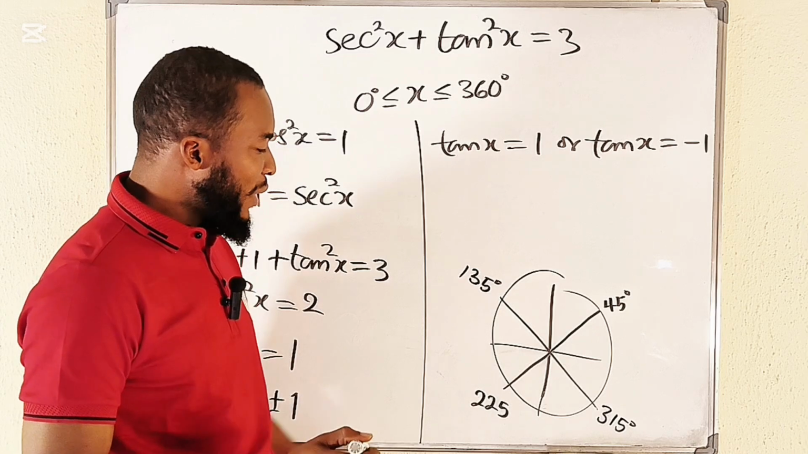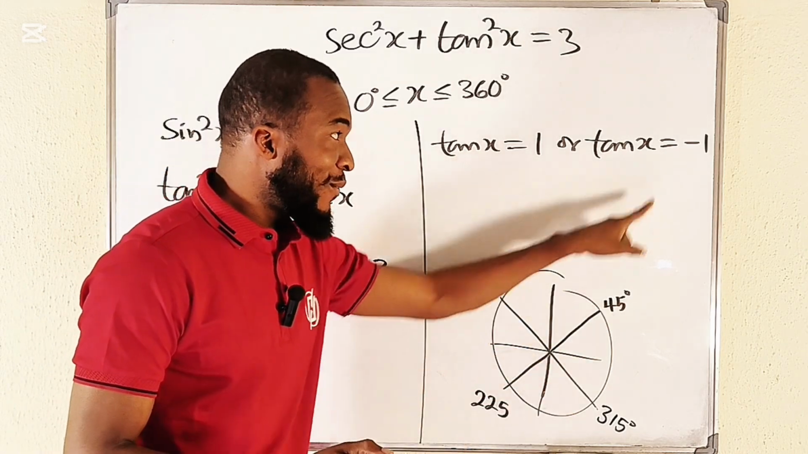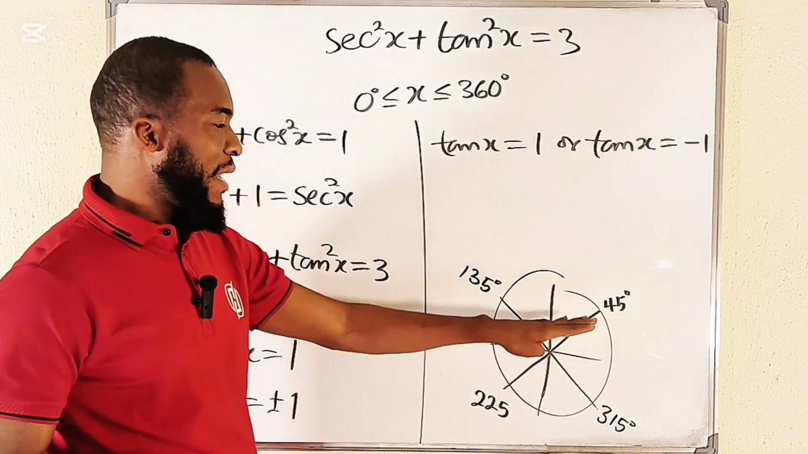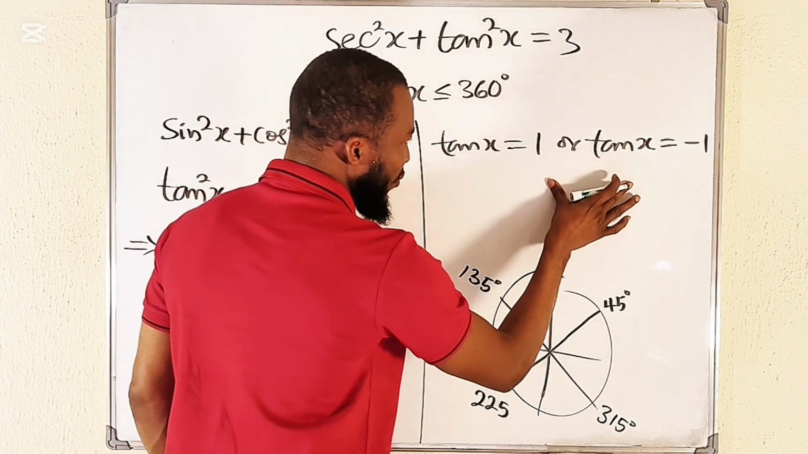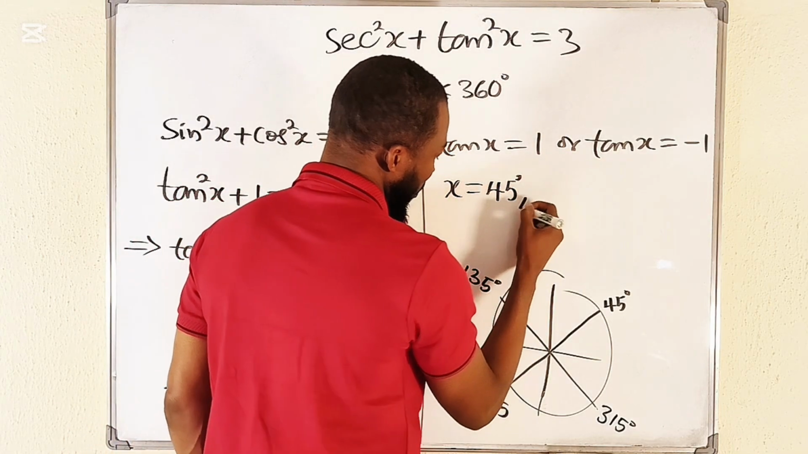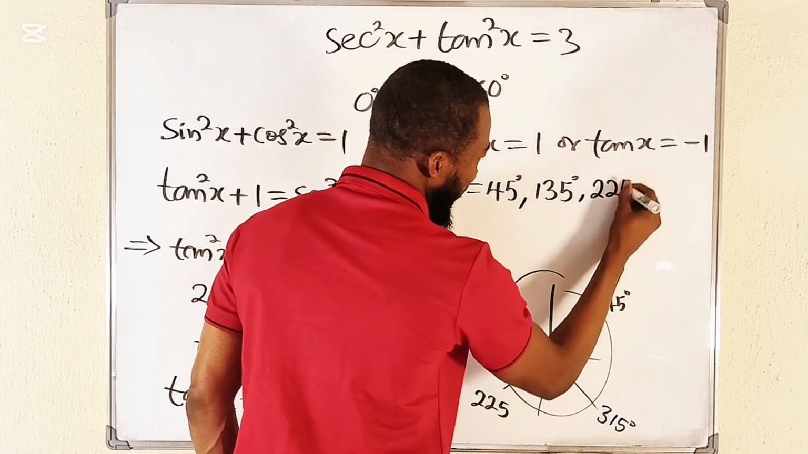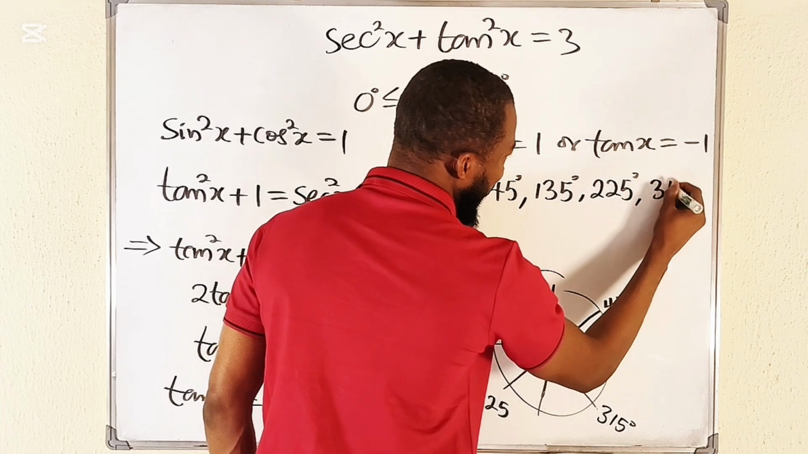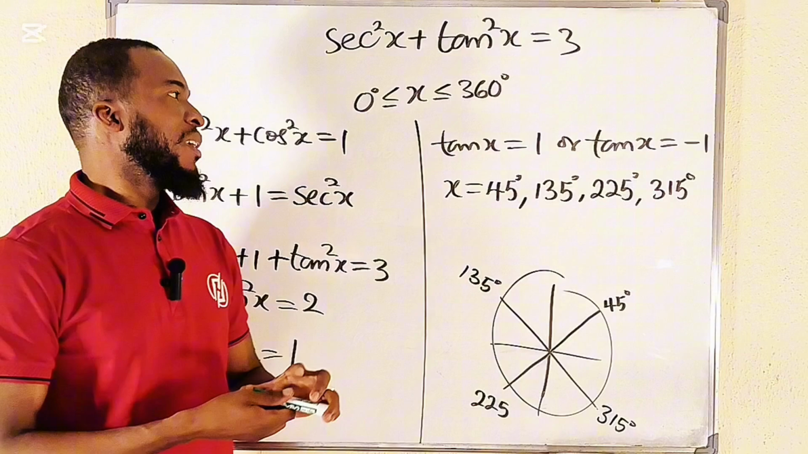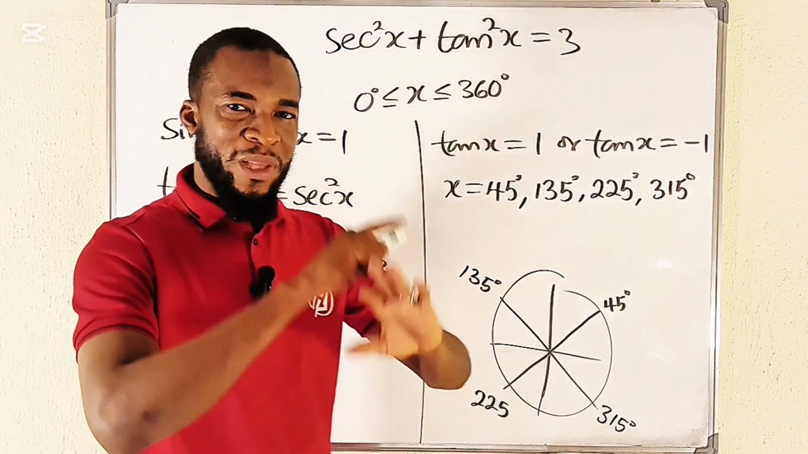So we have this and this for this one, then this and this for that one, from 0 to 360. But let me list them in ascending order. So therefore, for these two equations, the values of x will be 45 degrees, 135 degrees, 225 degrees, and lastly 315 degrees. And hence, these are the values of x that can satisfy this equation from 0 to 360 degrees. Simple as that.